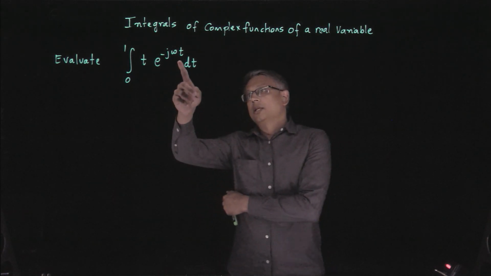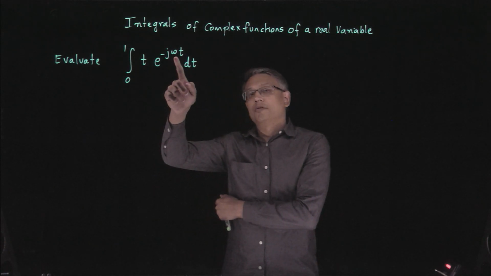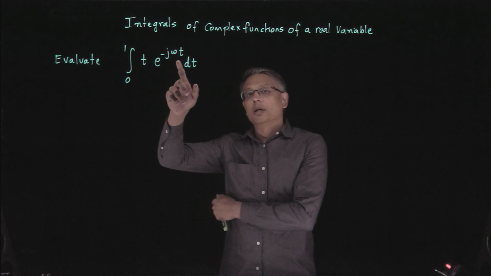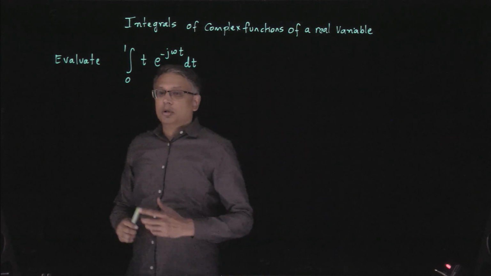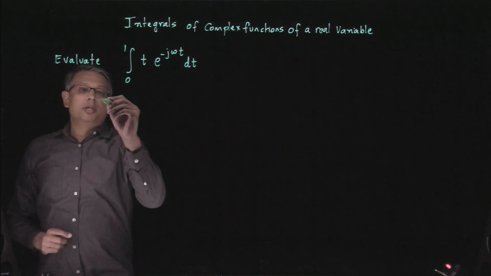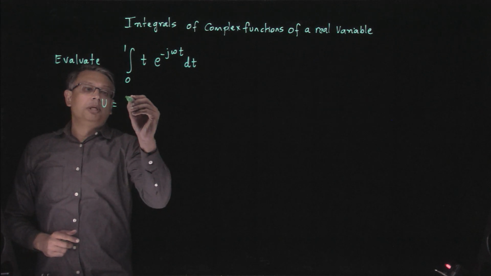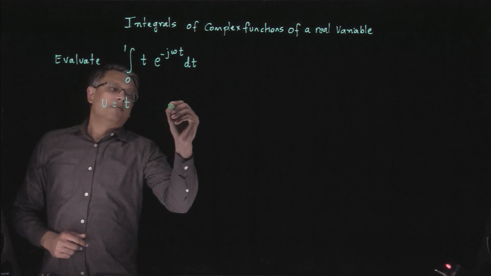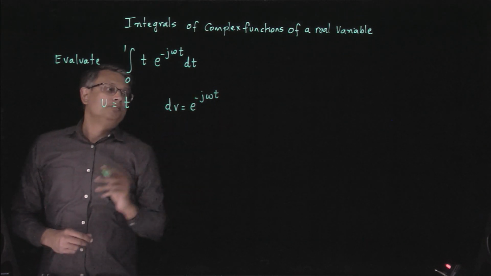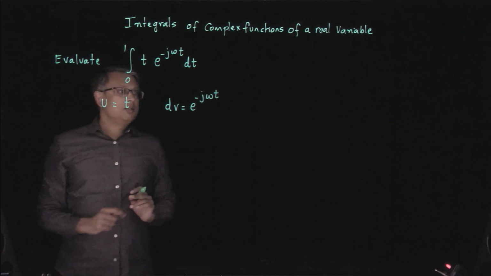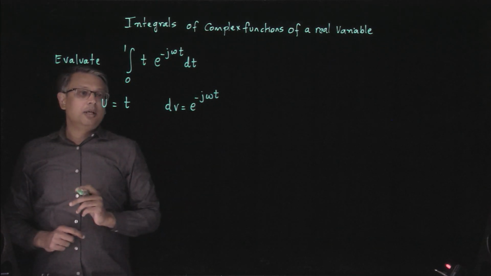And notice that in this case the integral is with respect to t, so your final answer should be a function of omega. Right? Okay. So how do you integrate this? We set u to be t, and we set dv to be e to the negative j omega t. Because we know that it's easy to take the derivative of t.